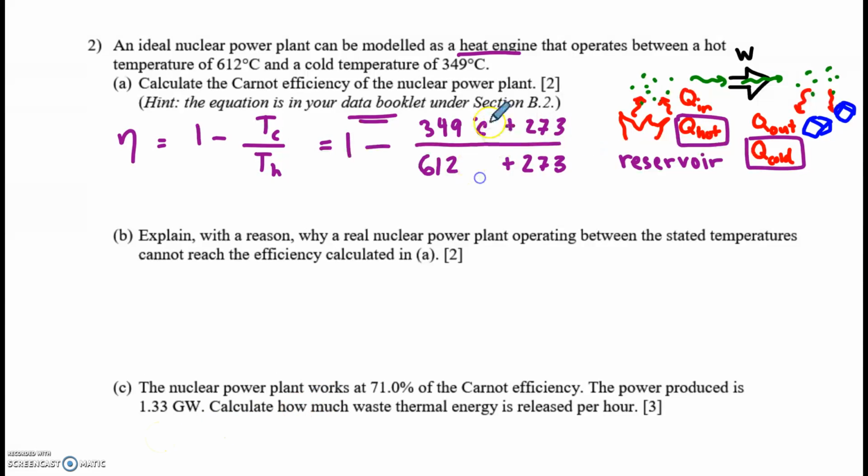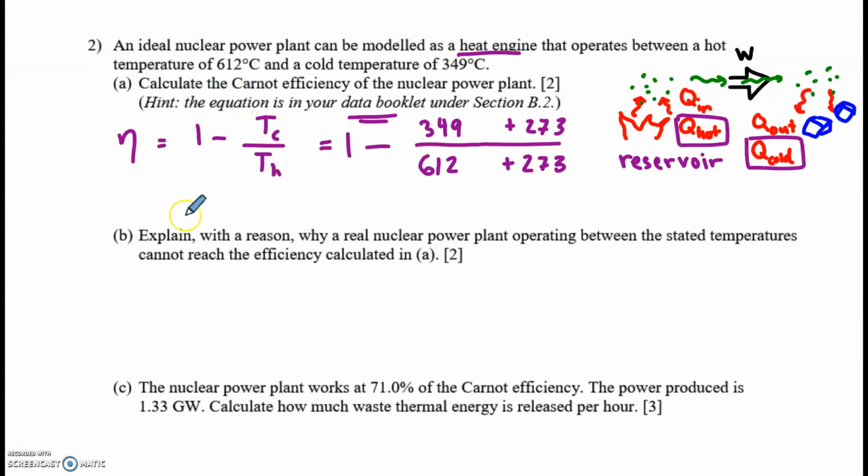Okay, and it's not Celsius anymore. At this point, when we add, it's Kelvin. You'll get a different answer, right? Just like 1/2 is not equal to, well, if you just add the same amount to the numerator and the denominator, you get 5/6. That's much bigger than 1/2. They're not equal. Okay, so explain why a nuclear power plant cannot reach the efficiency calculated in A.